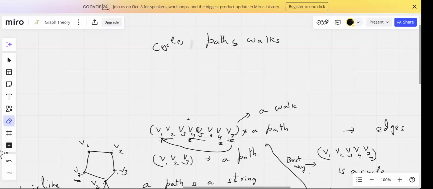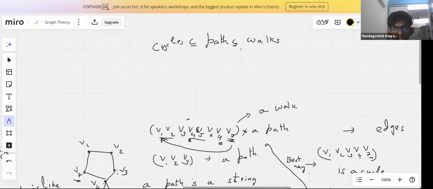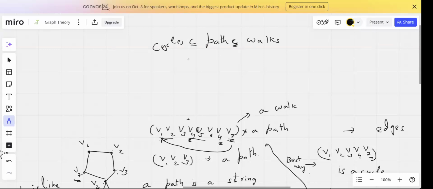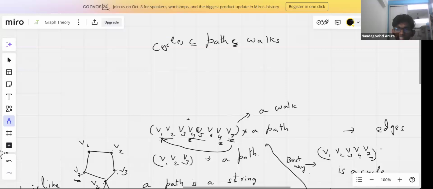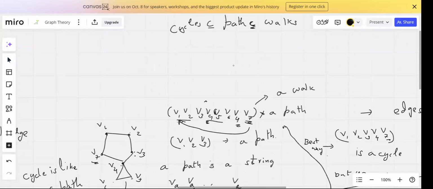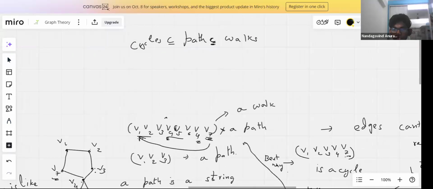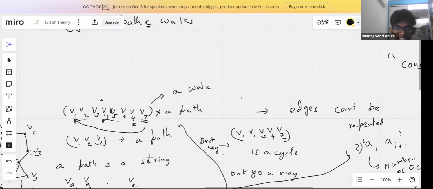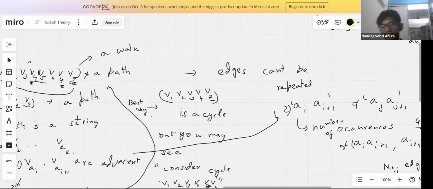Wait, every path is a walk, right, so it'll look like this. The walks are the biggest set, where a cycle is defined without repeating the final vertex. For example, V1, V2, V3, V4, V7, V1 is not a subset of path, but if we write it in this format, it's a subset of path, which is also why this format is better, guys. Just use it.